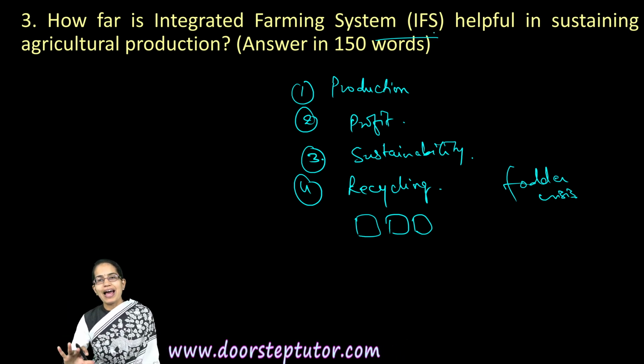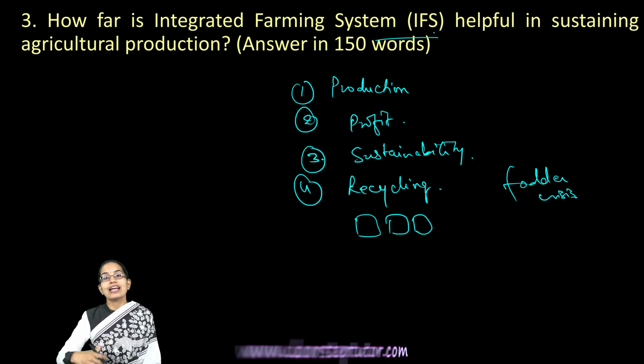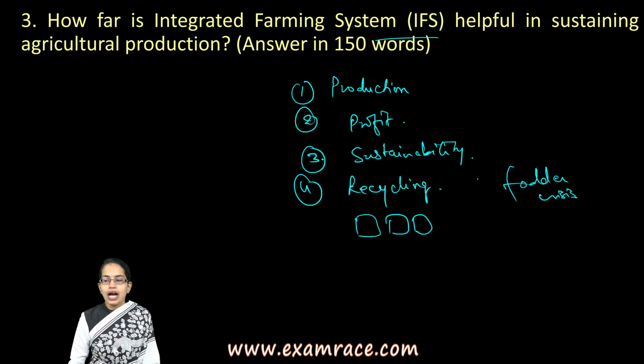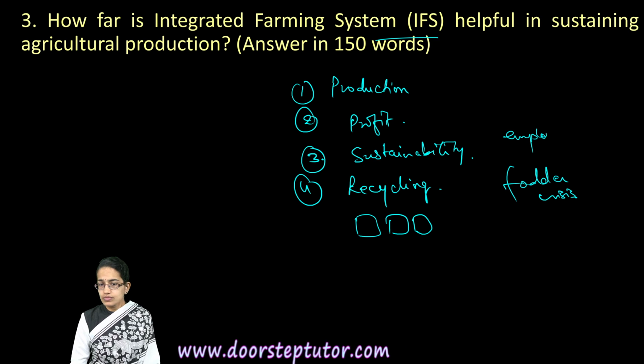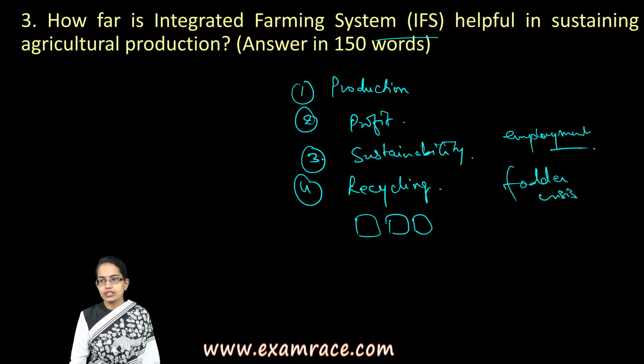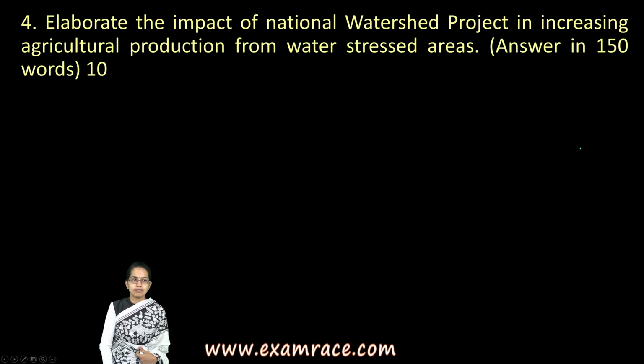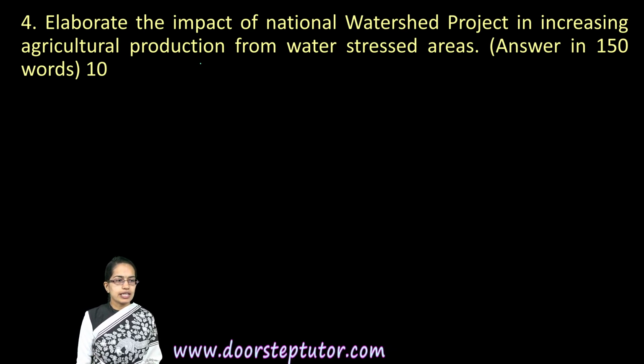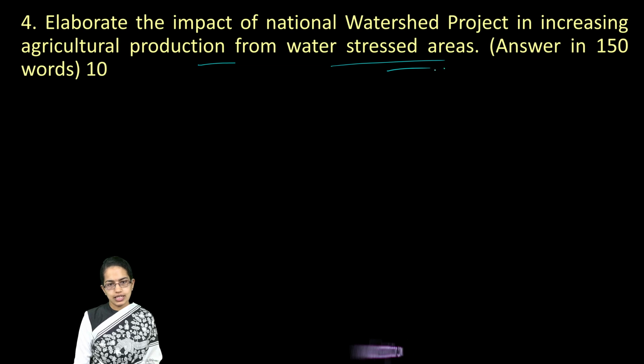So if it is a balance, there would be no fodder excess or fodder surplus or fodder crisis that would be seen. Again, employment, which is the key focus that we always talk about, is a must. The next is the impact of the national watershed project and increasing agriculture production from water stressed areas.